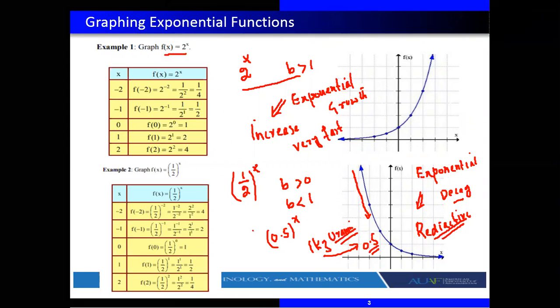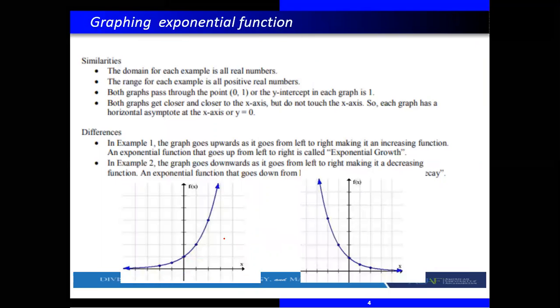Okay, there are some properties of exponential functions. You can see these two graphs. The first one is exponential growth. The second one is exponential decay. So what are the similarities between both? Both have domain all real numbers.